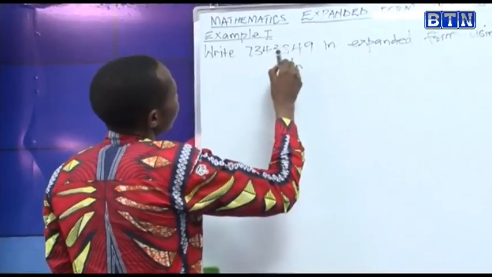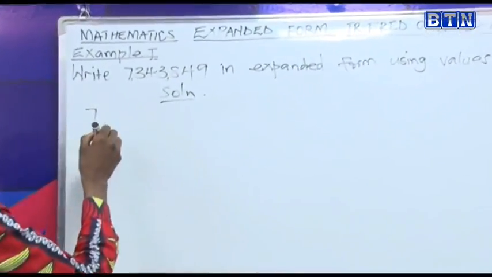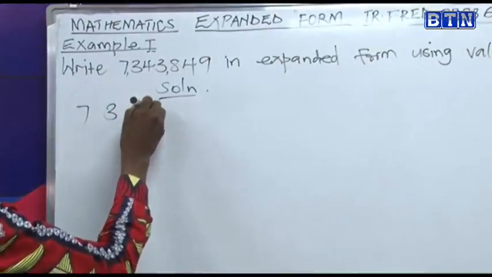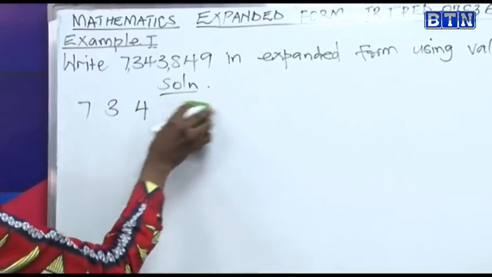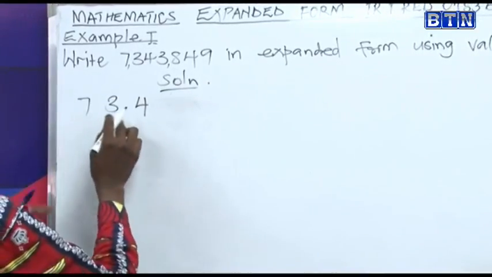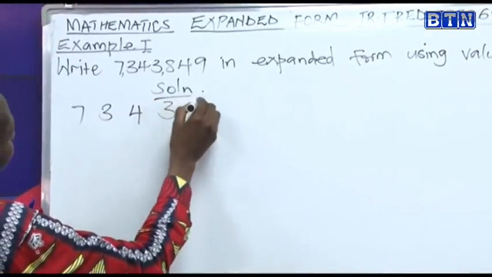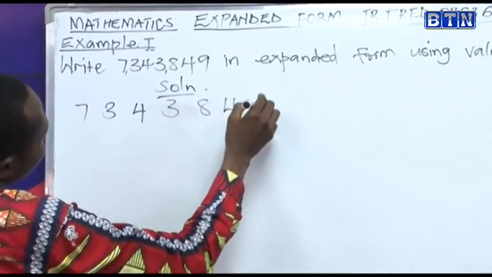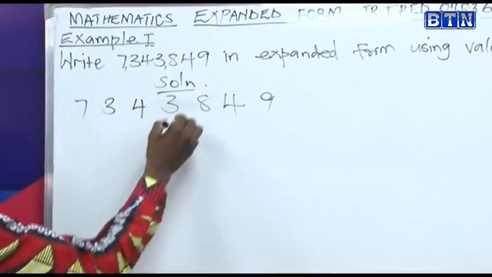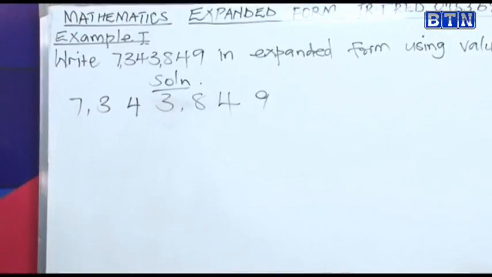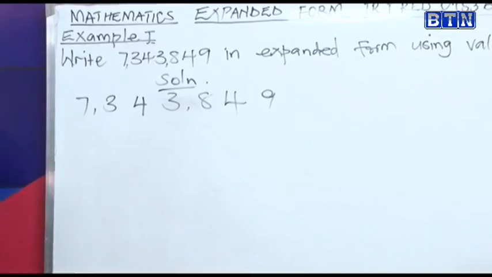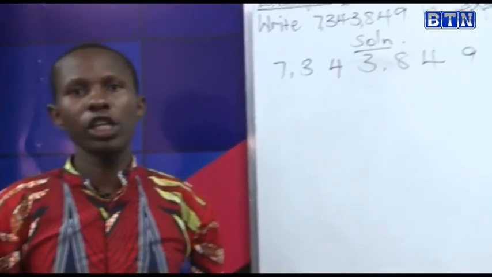So when we copy this number, we shall copy it the way it is: 7,343,849. We paste it here. From there, after copying it, we are going to give it its place values. Each digit is going to have its place values, and those who have been following us, they know how we give the place values of these digits.